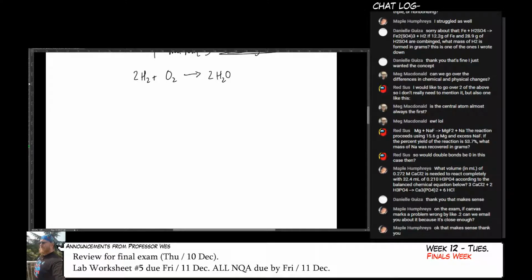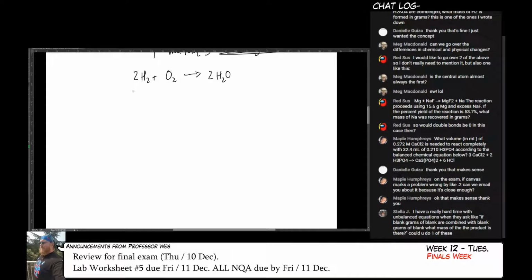Okay, so for this problem, let's suppose that we put in 20 grams of hydrogen, and my percent yield for my water synthesis was 74.8%. How much water is produced in grams?